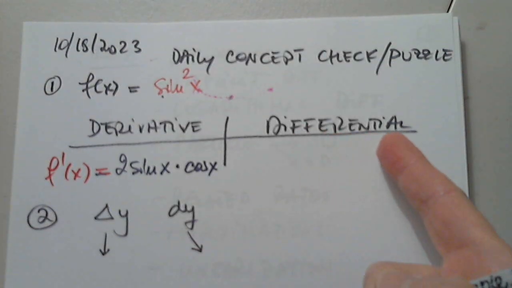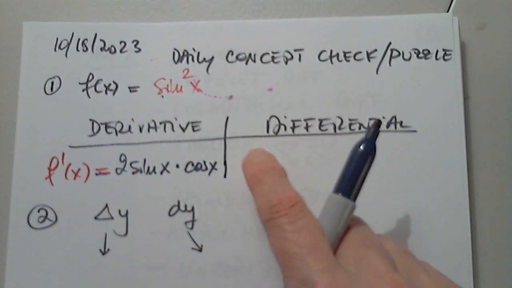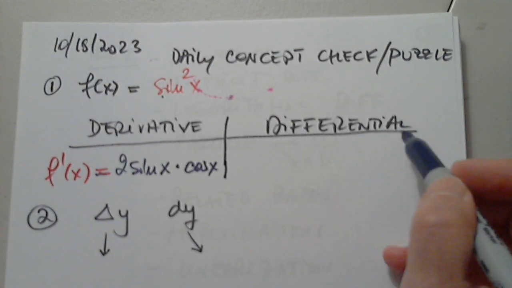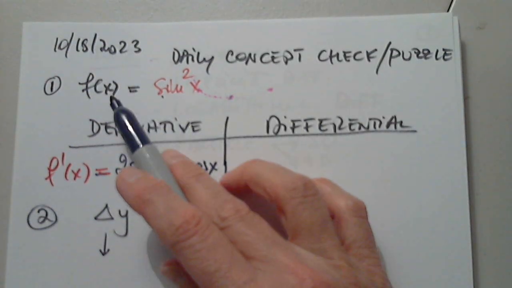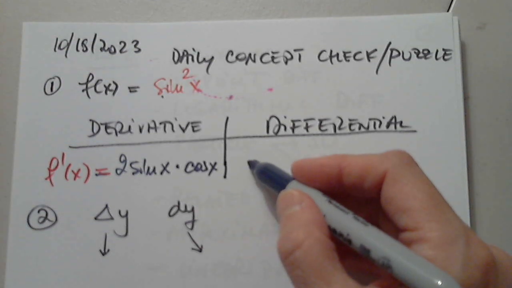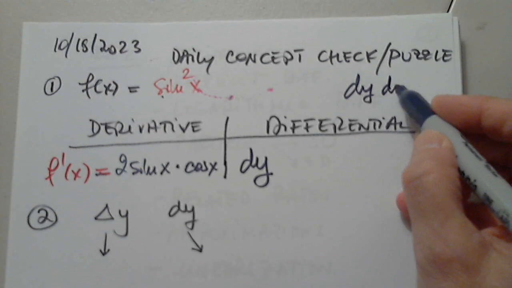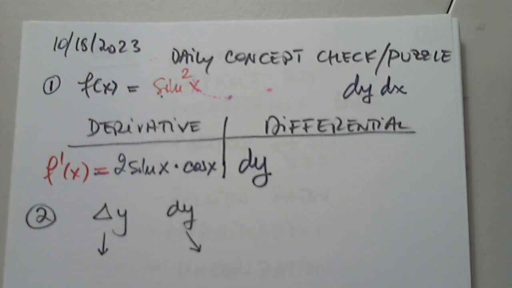Now we want to find the differential. What is the notation for the differential? Anyone, please. How do we denote the differential of y? dy dx? dy. dy dx is, yeah, so it's dy. Perfect.